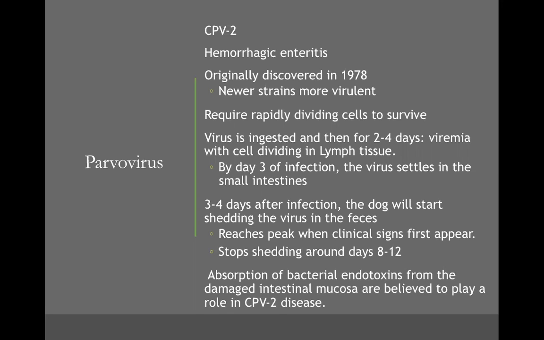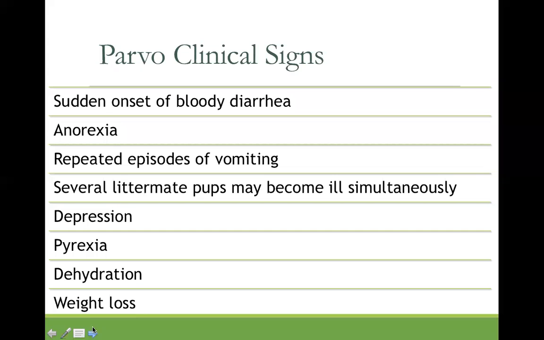Now, part of the issue when you have inflammation in the intestine, and this bottom line says absorption of bacterial endotoxins, the virus damages the intestinal mucosa. When the intestinal mucosa is damaged, then toxins from the bacteria within the intestine can absorb into the bloodstream, which is going to make them more ill. It just kind of compounds the illness. Parvo, very, very specific bloody diarrhea.